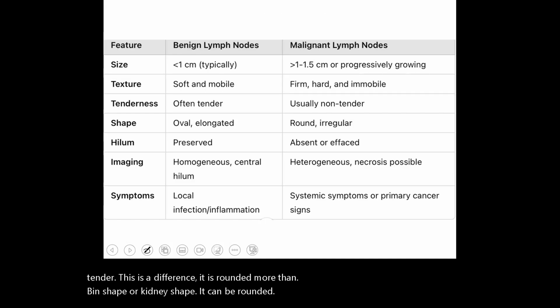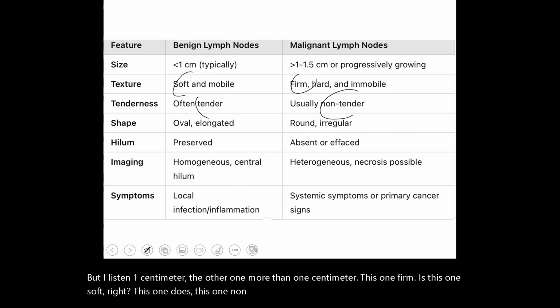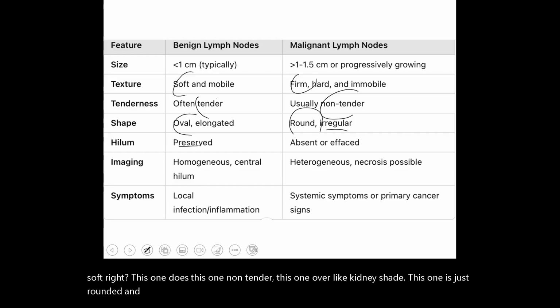So this is what you have to say. You just need to know the difference between benign and malignant. Benign is less than 1 centimeter, the other one more than 1 centimeter. This one firm, this one soft, right? This one tender, this one non-tender. This one oval, like kidney shape. This one is just rounded and irregular. The hilum is still there in the benign one; you don't see the disfigurement.